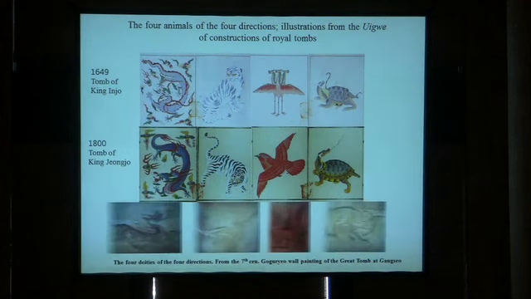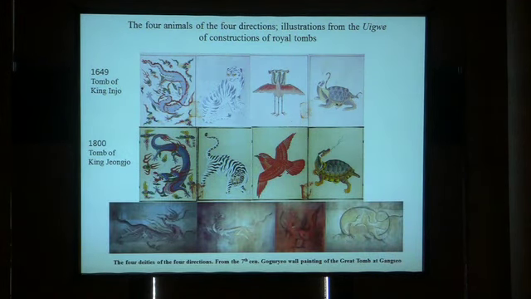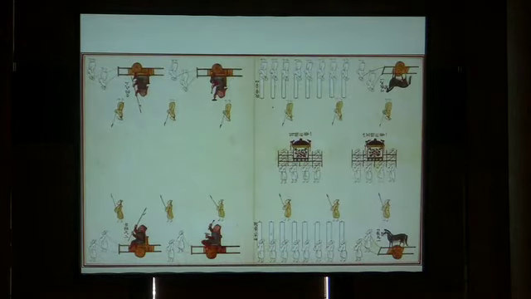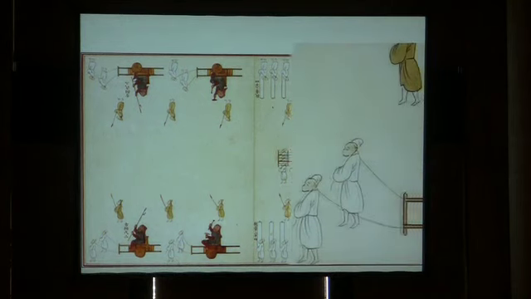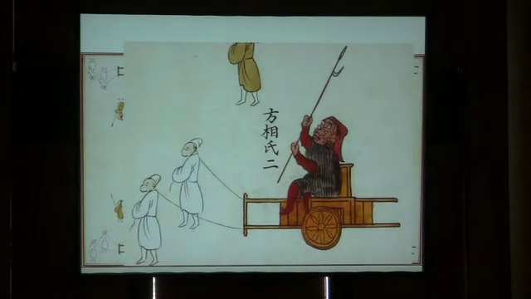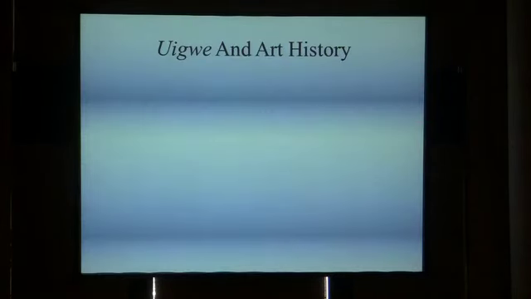But the 4 deities of the 4 directions, I would think the best paintings are from the Goguryeo tomb painting of the 6th and 7th century. I'm sure you've learned that already. And then I will simply skip this because we don't have time and we have more important things.